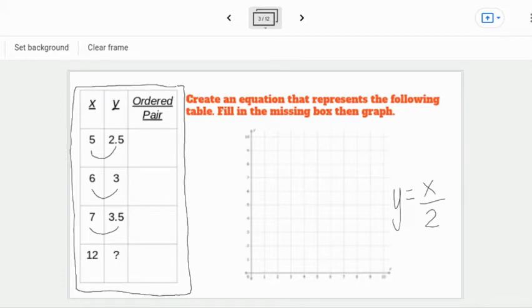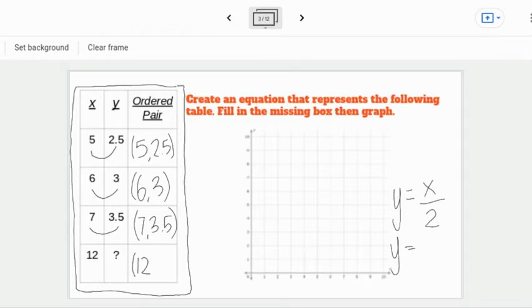We're going to turn our x's and our y's into ordered pairs. So the first one, we draw our parentheses. Our x is 5. Our y is 2.5. Our x is 6. Our y is 3. Our x is 7. Our y is 3.5. Now this one, it tells us our x is 12. So we're going to go over here. Y equals x, 12 divided by 2, gives me 6.